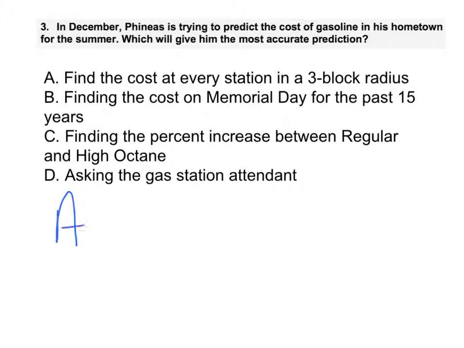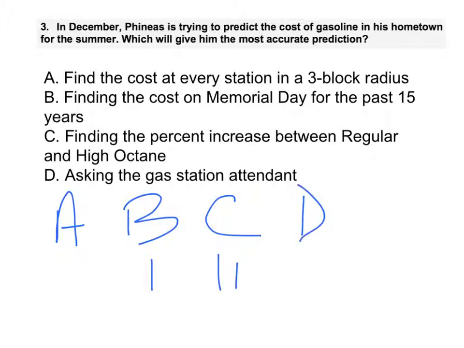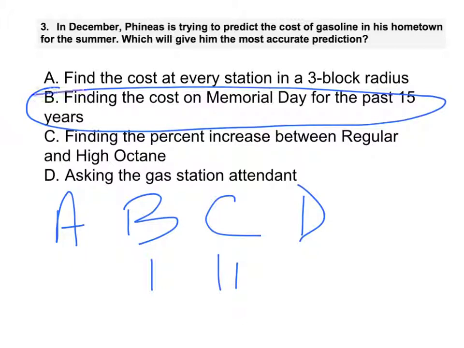How many think it is A? Nobody. How about B? We have 1. How about C? 1, 2, 3, 4, 5, 6, 7, 8, 9, 10, 11. How about D? No D's? All right. The right answer for this is B. Finding the cost on Memorial Day for the past 15 years.